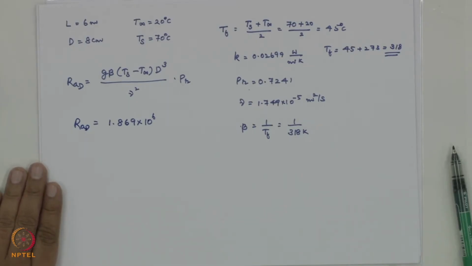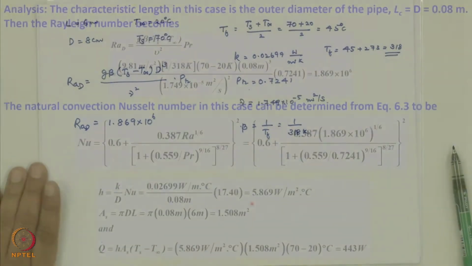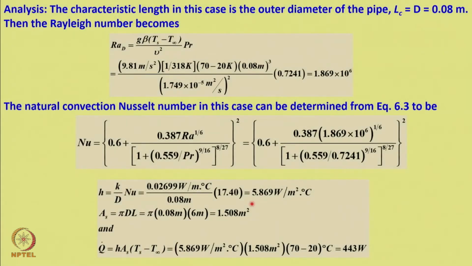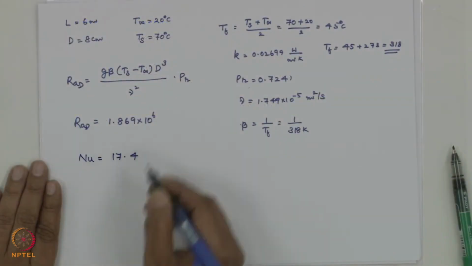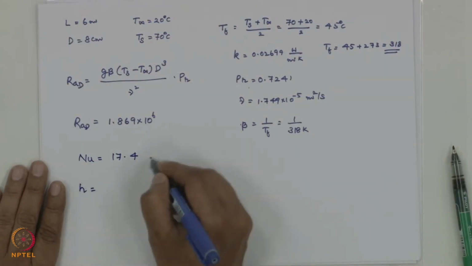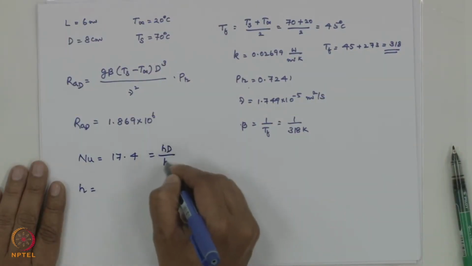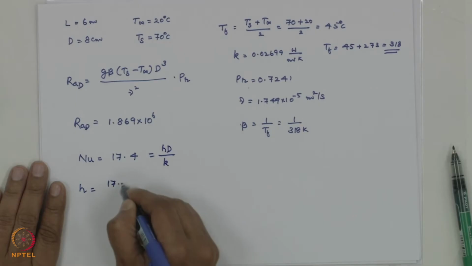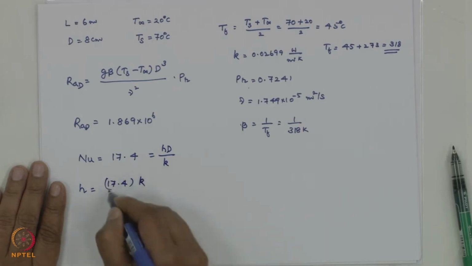If you substitute this Rayleigh number and the Prandtl number of 0.7241, you are going to get the Nusselt number as 17.4. So what is h? Nusselt number equals hD by k. h equals 17.4 times k by D.